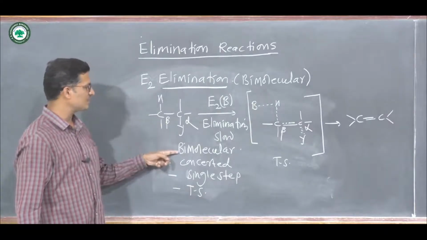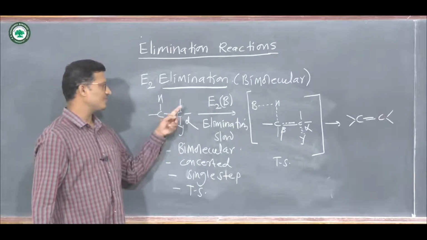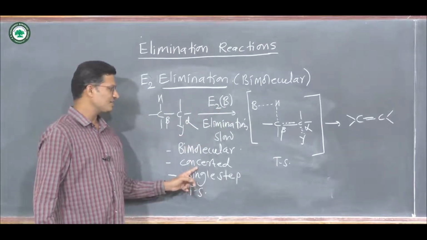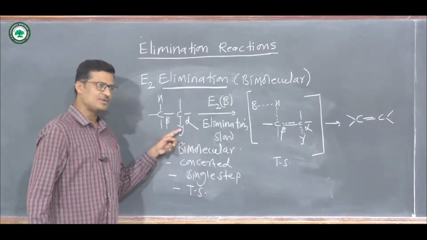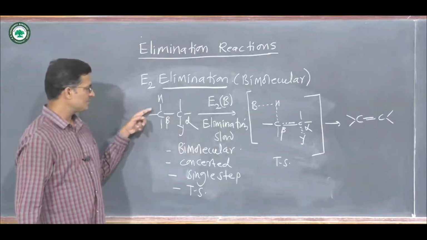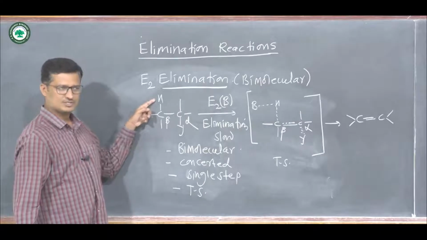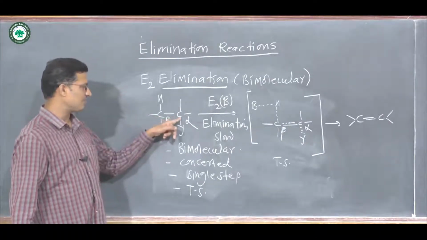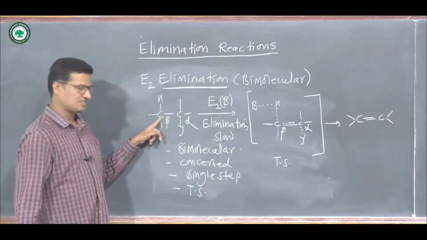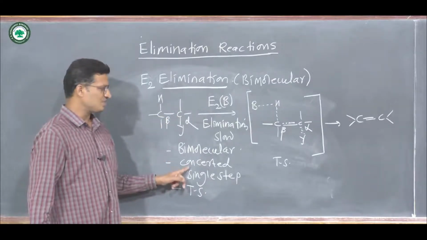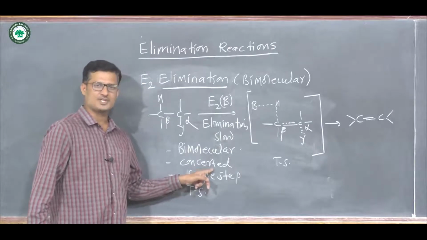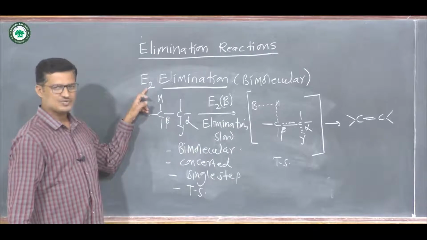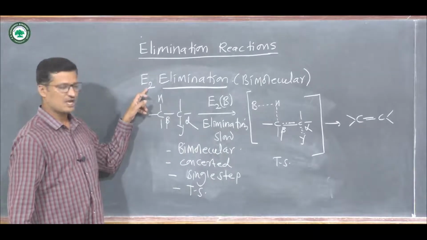So these are the characteristics of the E2 elimination reaction. It is bimolecular because the rate of reaction depends upon the substrate as well as the base. It is concerted, meaning the bond between the alpha carbon and leaving group and the bond between the beta carbon and hydrogen break, and simultaneously the bond between alpha carbon and beta carbon forms. So this is a concerted process, meaning all bond formation and bond breaking take place simultaneously. That's why we call E2 concerted, like SN2.